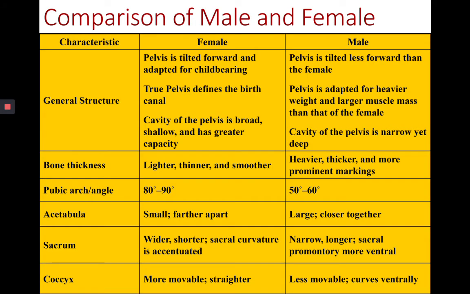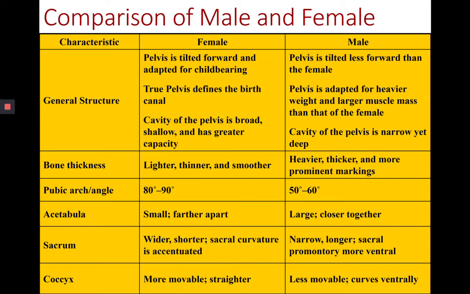Next, we're going to compare the male and female pelvis. So the female pelvis is going to be tilted forward. It's an adaptation for childbearing. And the true pelvis is the space that's made in the middle of the pelvis. Same goes for males and females. And the true pelvis of females is actually kind of characterized or structured for childbirth. So it's going to be a little more shallow, it's going to have greater capacity, it's very broad. Also, the female pelvis is lighter, thinner, and smoother than the heavier, thicker, and more prominent male pelvis.